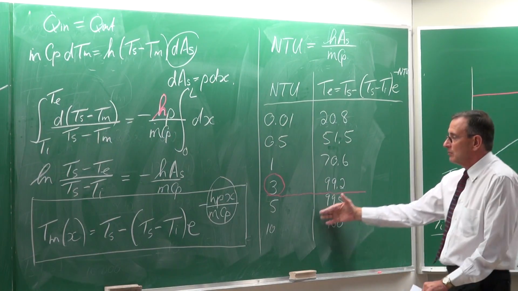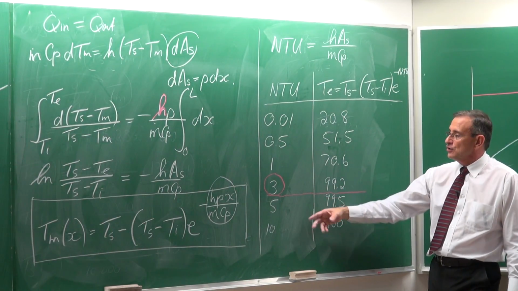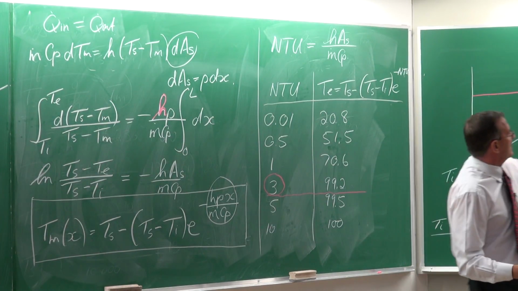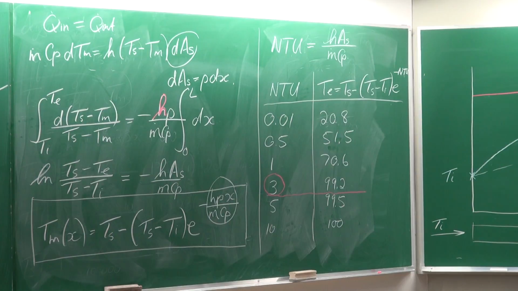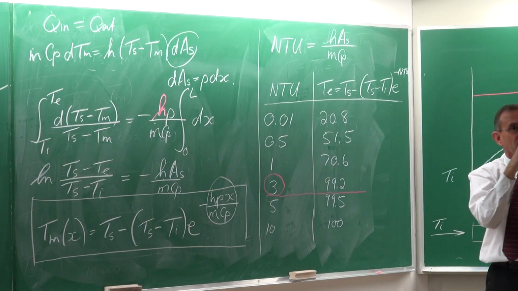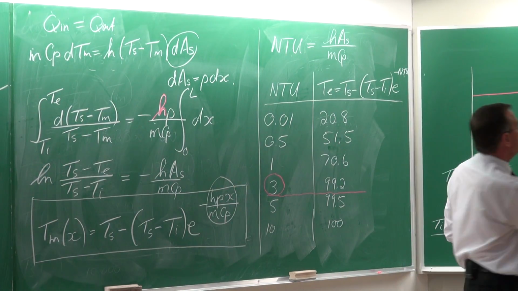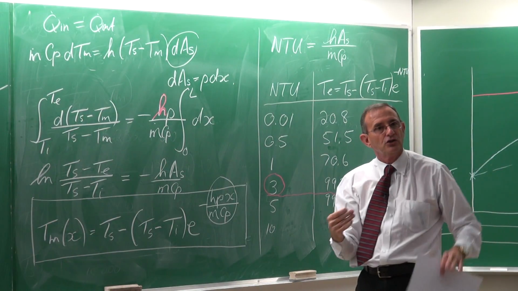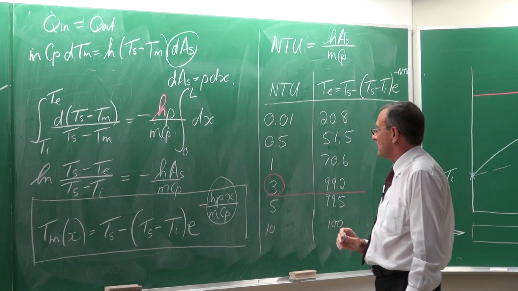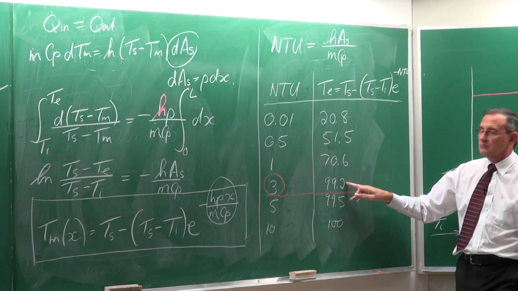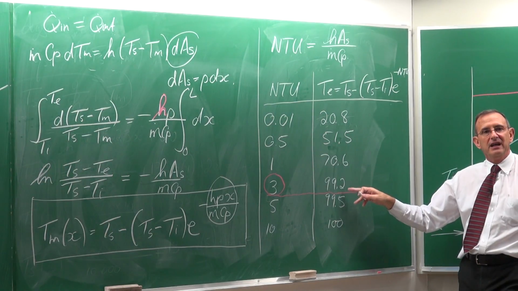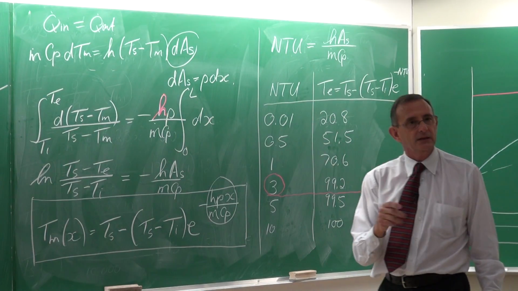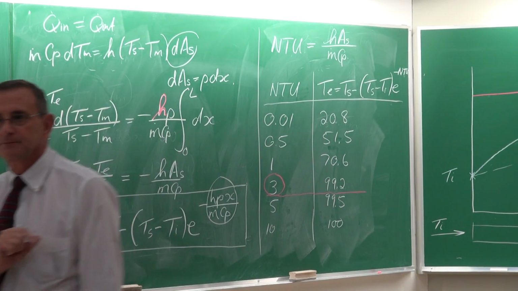If you do a problem and the NTU is 3 or 5 or something like that, you can immediately know what the outlet temperature should be. It means that the outlet temperature and the surface temperature should meet each other, which means in a significant part of the heat exchanger there's no heat transfer occurring. So in general, 3 is a good rule of thumb. For any heat exchanger, if the NTU is 3 or more, then you're wasting material and money.